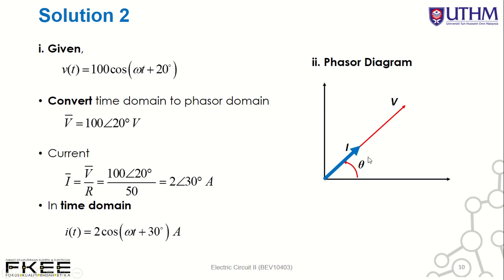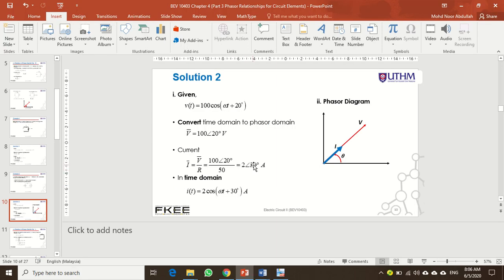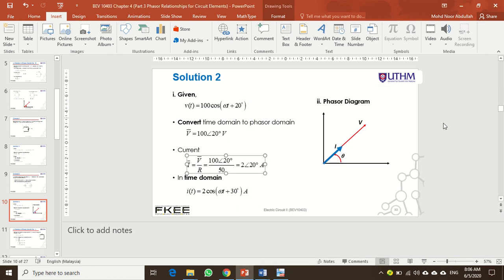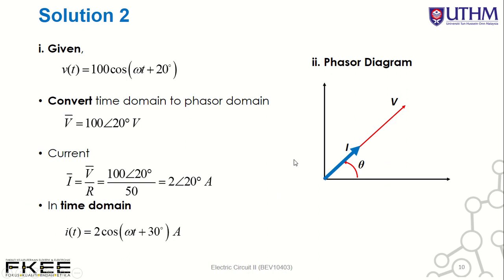Next, draw the phasor diagram. You have V of 100 angle 20 volts, make sure you write the angle, and then you have a current of 2 angle 20. Where does the current come from? The current is also 2 angle 20, because 100 angle 20 divided by 50 gives 2 angle 20. The current is in phase with the voltage. Is it clear how to draw the phasor diagram?